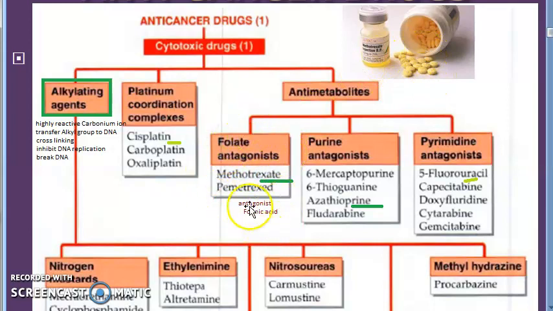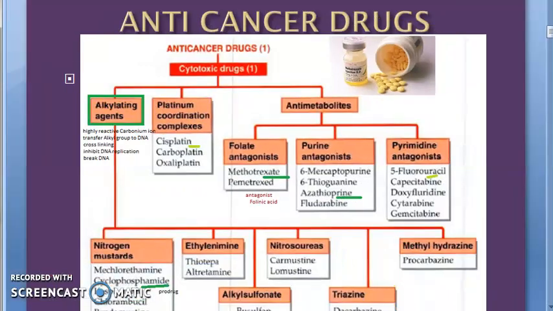Methotrexate is important for the exam also. Then you have a purine antagonist like azathioprine. This also has been asked in the exam. Anything marked in dark green has actually been asked in the exam. Then you have a pyrimidine antagonist like fluorouracil. If you can, try to remember these in this chart.